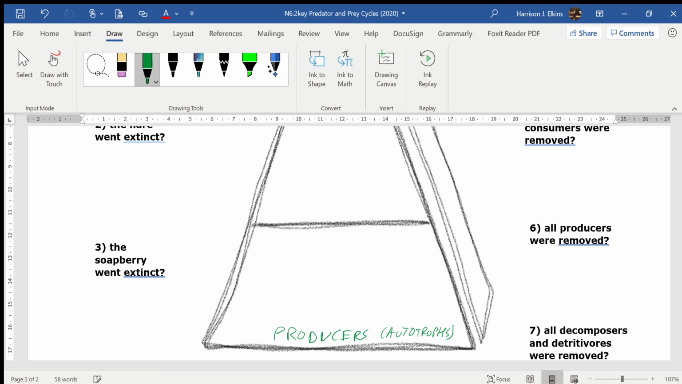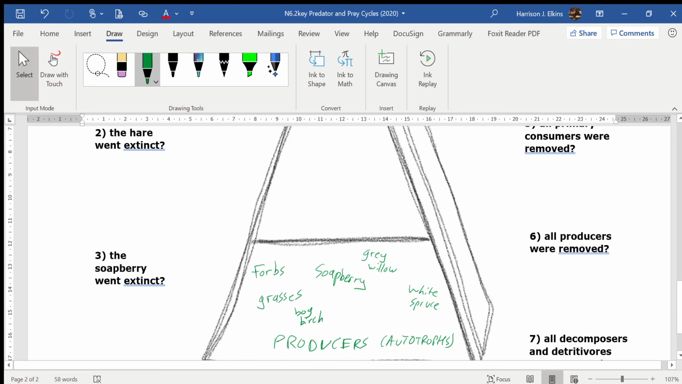Okay? So if we wanted to list some of the autotrophs that were inside that food web, if you look back at the food web, we saw things like forbs, which are like flowers, or grasses. We saw bog birch was something that the hares ate. Gray willow, that was something else that the hares ate. White spruce, so they kind of nibble on the leaves and the twigs of these trees. Soapberry is another type of plant that the hares eat. Okay, so those are the producers.